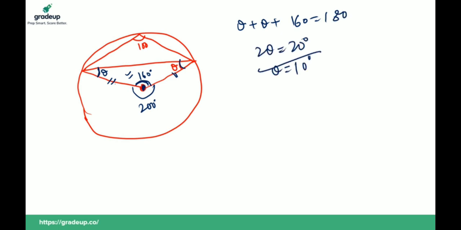Now from this triangle, we can say theta plus theta plus 160 is equal to 180 degree. So 2 theta is equal to 20 degree. So theta is equal to 10 degree, which is the right answer. I hope this is clear to all of you. Okay, now I will give you the next question. Okay.